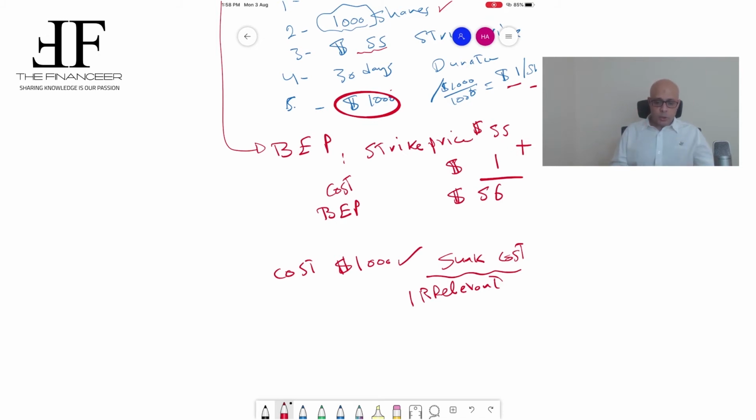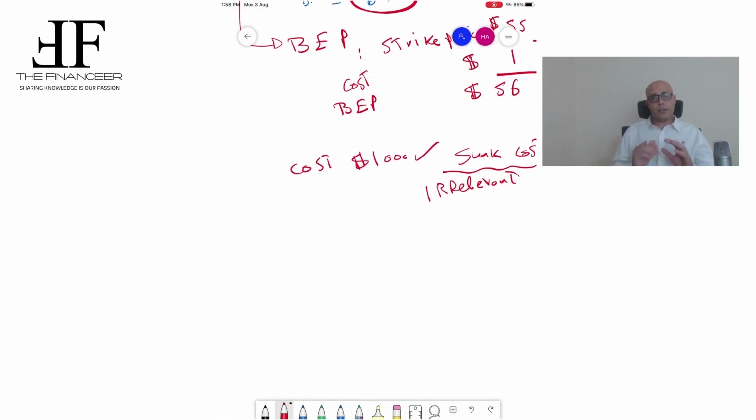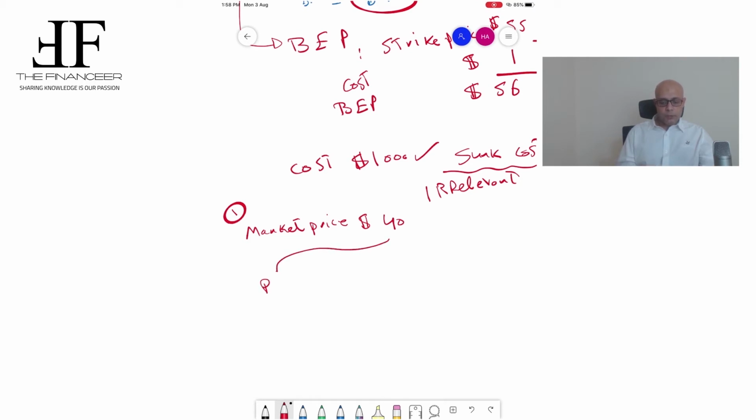Let's take examples in order to see what are the scenarios that we have. Assume that the market price for this stock, this is the first scenario, is, for example, $40. Okay, now the buyer should take a decision. Should the buyer purchase from the market, or exercise and use the option contract?